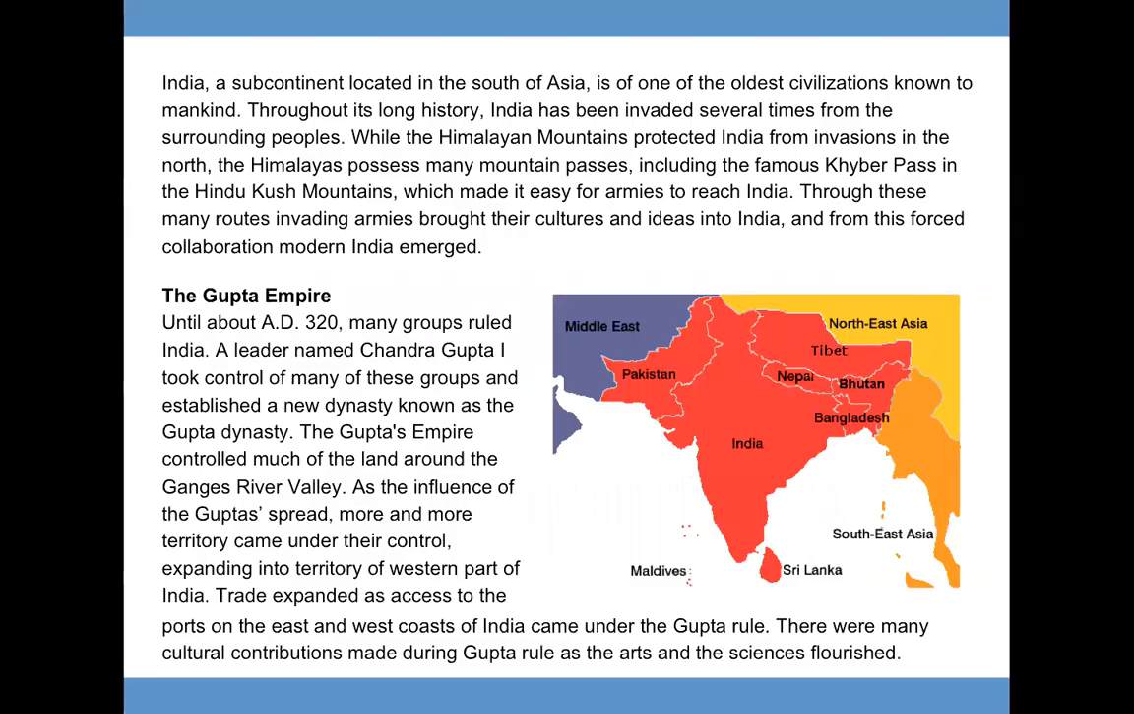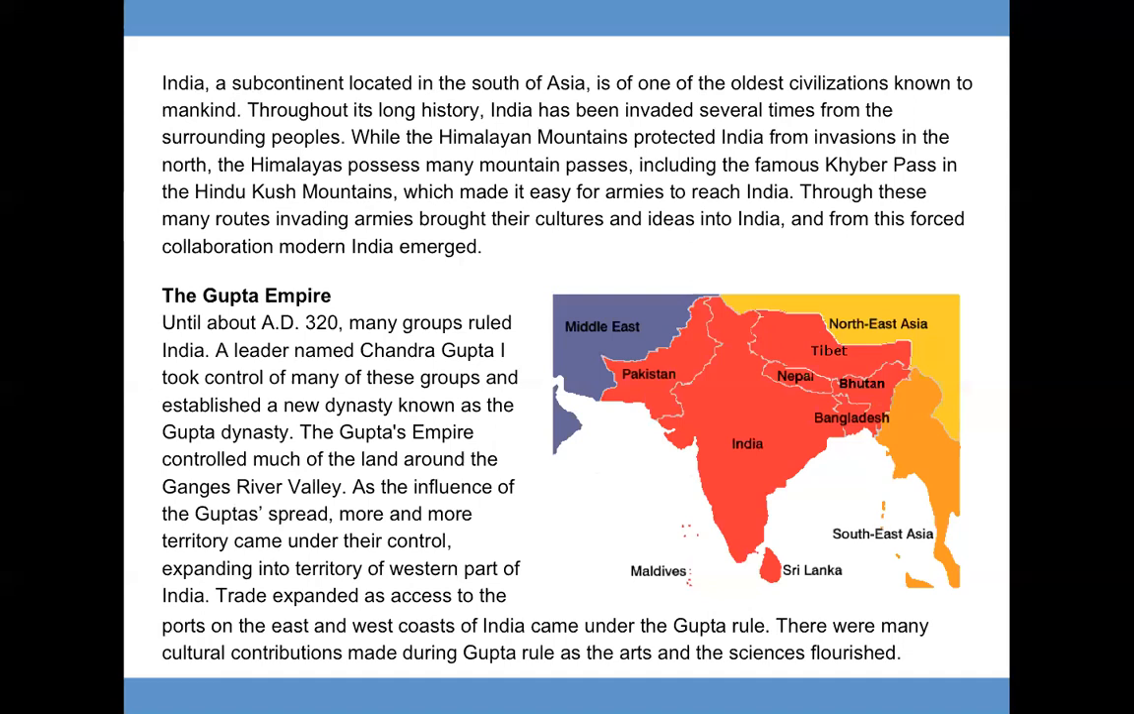India, a subcontinent located in the south of Asia, is one of the oldest civilizations known to mankind. Throughout its long history, India has been invaded several times by the surrounding peoples. While the Himalayan mountains protected India from invasions in the north, the Himalayas possess many mountain passes, including the famous Khyber Pass in the Hindu Kush Mountains, which made it easy for armies to reach India. Through these many routes, invading armies brought their cultures and ideas into India, and from this forced collaboration, modern India emerged.